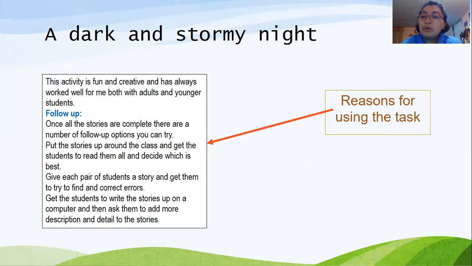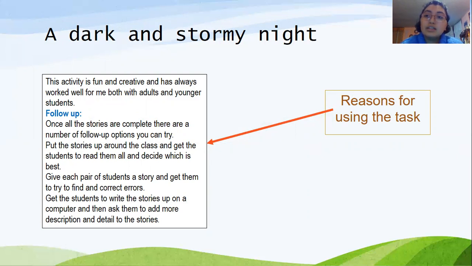Finally, what were the reasons that I chose this task? I want to give some reasons that the author suggests when I read this task. He says that this activity is fun and creative and has always worked well with both adults and younger students. In this case, it's fun because you continue a story and maybe you give some different ways to include maybe a thriller, maybe a romantic situation, and this is fun for the students.